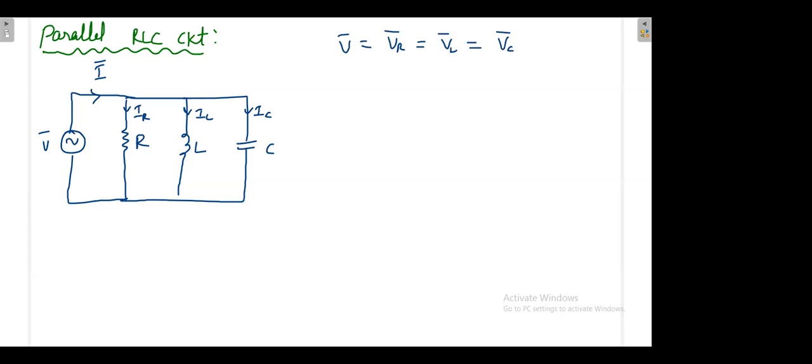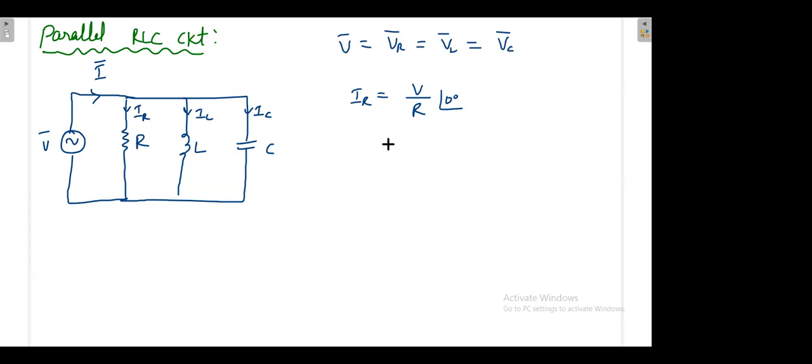Then what is IR? IR is equal to V divided by R at 0 degree. What I am assuming here is the source is not having any phase offset. If the source is having some phase offset, then I have to write that here also. So I am assuming the source is not having any phase offset. Then the resistor will not give any phase difference. So that's why here simply 0 degree.